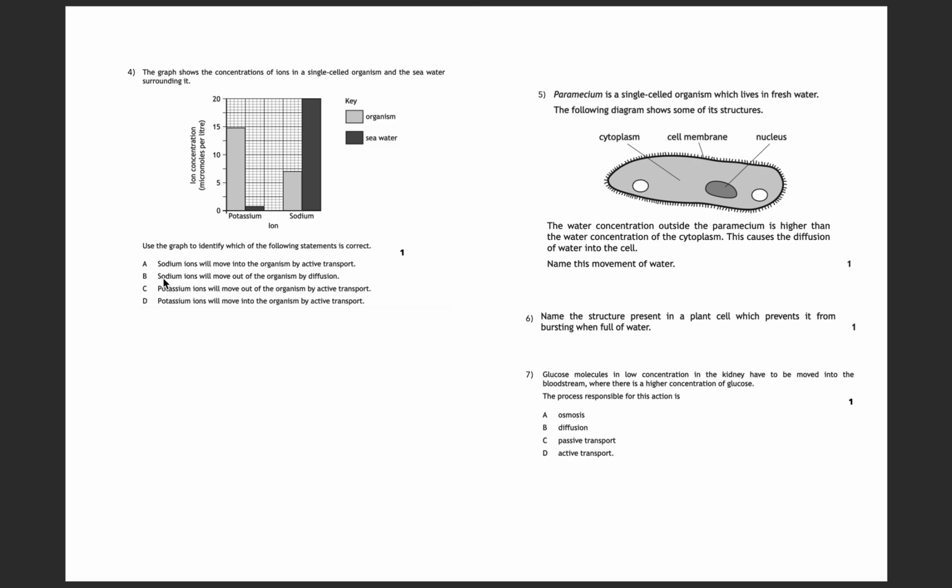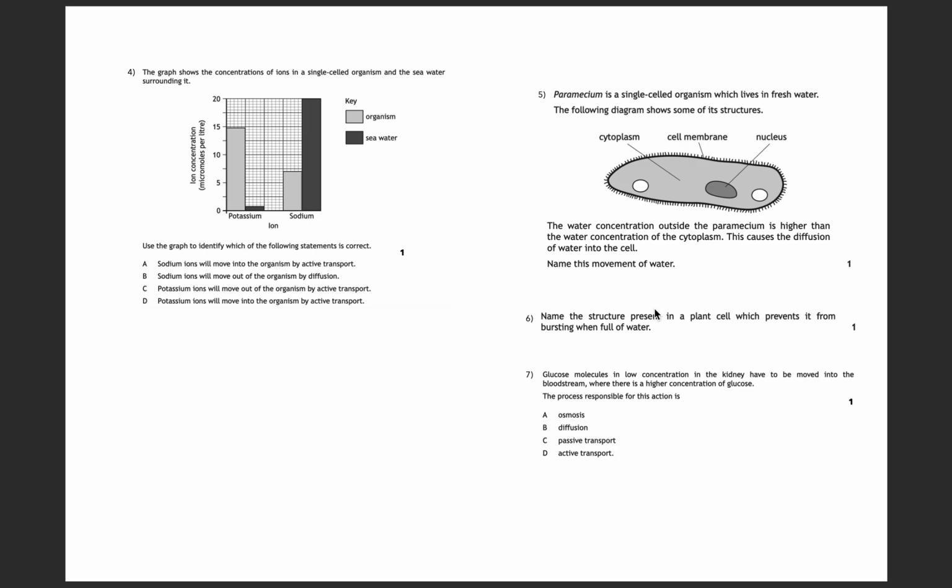B, sodium ions will move out of the organism by diffusion. So diffusion, moving out, going from a high to low. Nope, it's going from low to high, that's not right. C, potassium ions will move out of the organism by active transport. So moving out, going from low to high. The organism is going from high to low, nope, that doesn't match up either. D, potassium ions will move into the organism by active transport. So that's moving in, and if we're going from low to high, as you can see, going into the organism, that is from low to high. It should have been D.